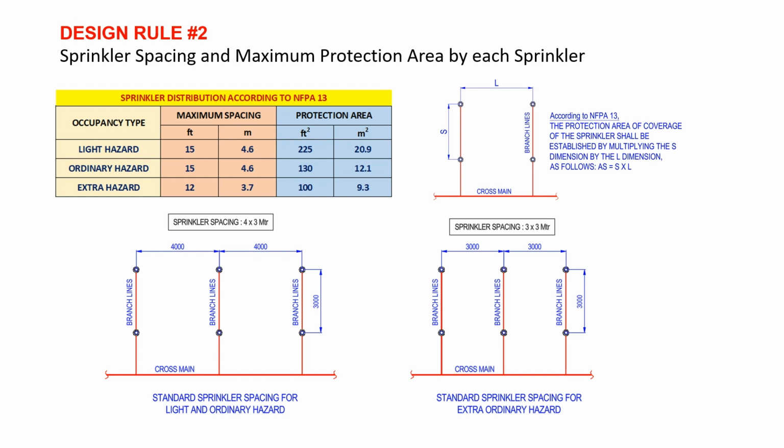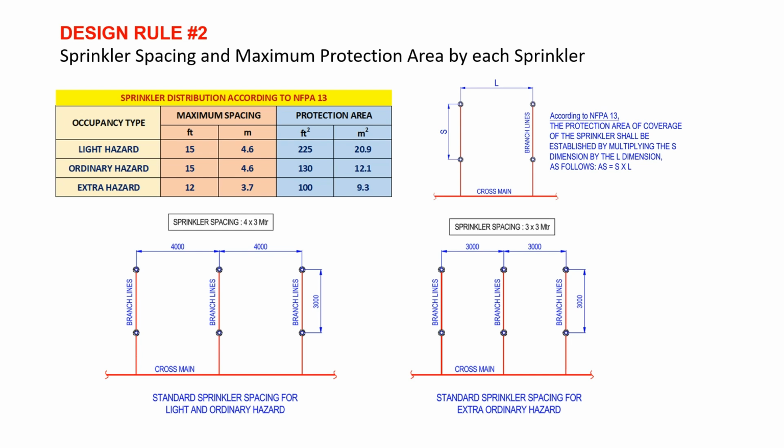So for example, in the ordinary hazard, we multiply 4 into 3 equals 12 square meters, which is the protection area here. For extra hazard, 3 into 3 is 9 square meters. See, for all standard projects, you can use the spacing 4 by 3 meters. That means branch to branch 4 meters and sprinkler to sprinkler 3 meters. So 4 into 3 is equal to 12 square meters. And for extra hazard, you can use 3 meters branch to branch and sprinkler to sprinkler also 3 meters. So 3 into 3 is equal to 9 square meters.